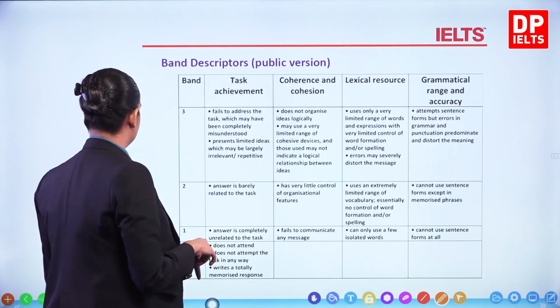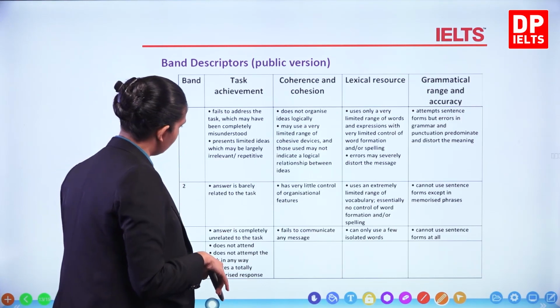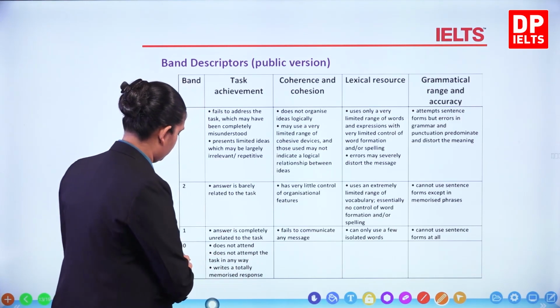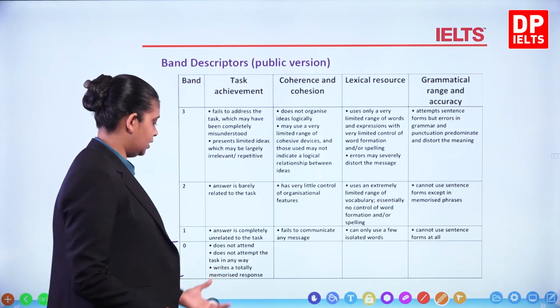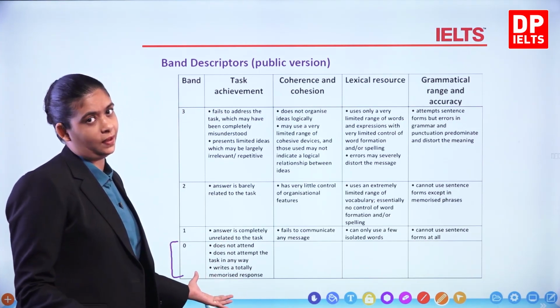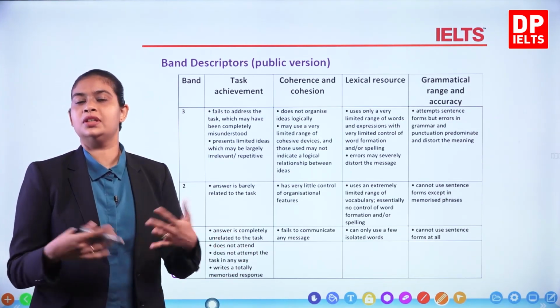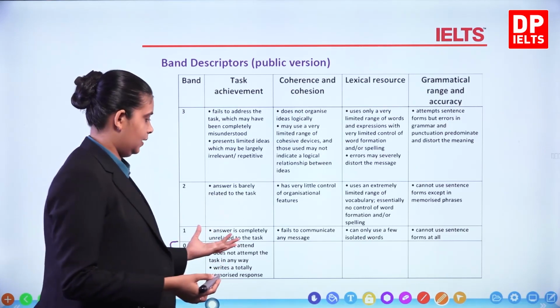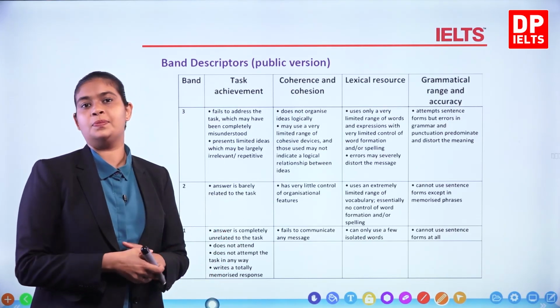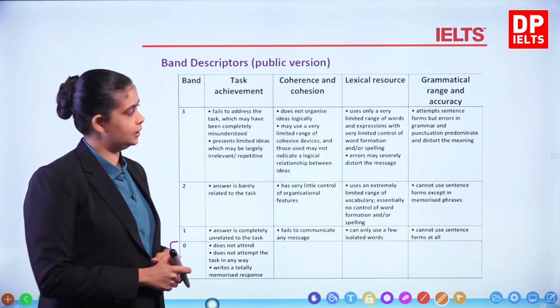All right. So 3, 2, 1, 0 is here. 0, of course, you know what it is. Does not attend, does not attempt in any way. So even if you write 2, 3 words, right, we try to have a look at the positive side of your writing, okay?